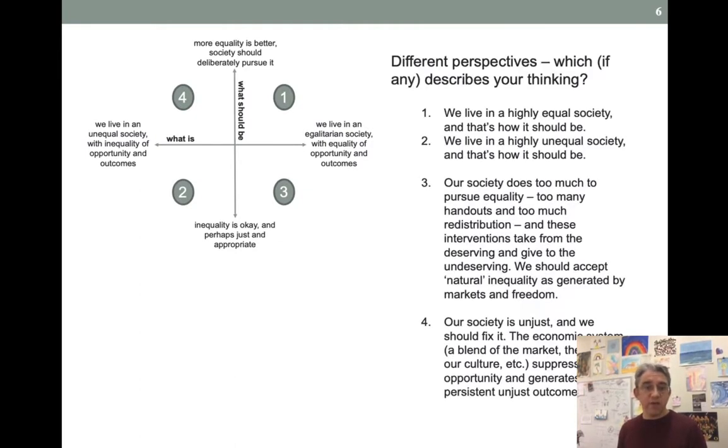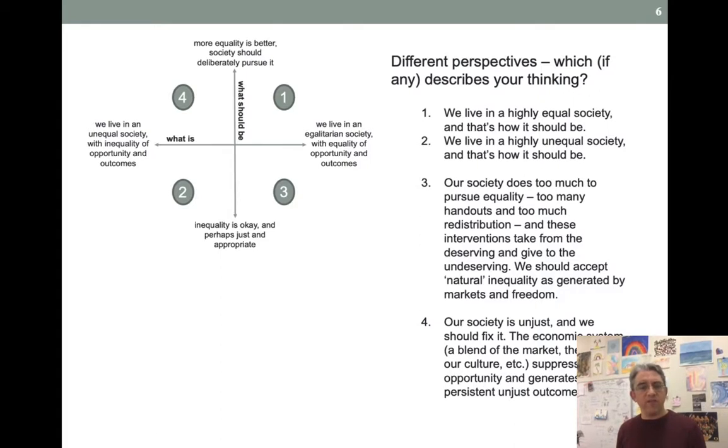Let's take the top one. We live in a highly equal society, and that's how it should be. That makes sense, right? We live in an egalitarian society, and more equality is better. So that's number 1. Number 2, in the lower left, we live in a highly unequal society, and that's how it should be. Not a lot of tension in those 2 views. Let's take a look at number 3 and 4, and those get a little more interesting.